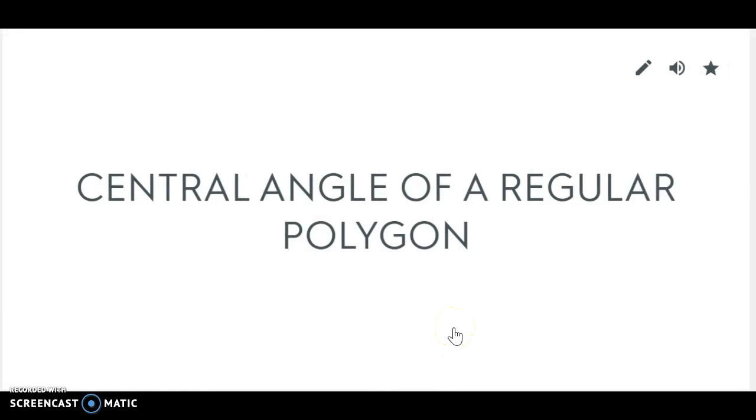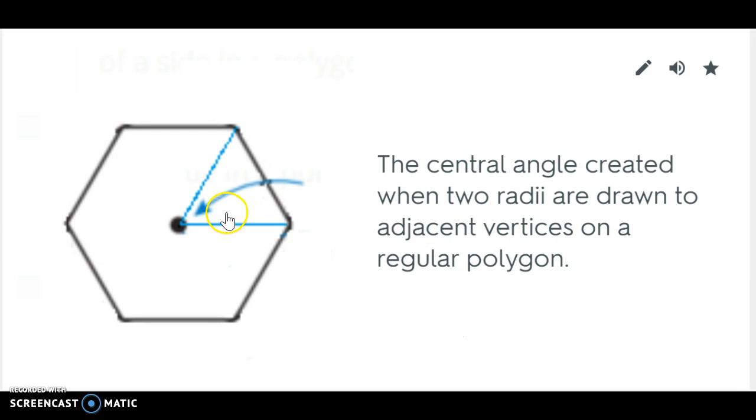And then the central angle of a regular polygon. So the central angle is right here in the center, and it encompasses a whole side. So that's a central angle. This is a hexagon, so it has 6 central angles. An octagon would have 8 central angles.